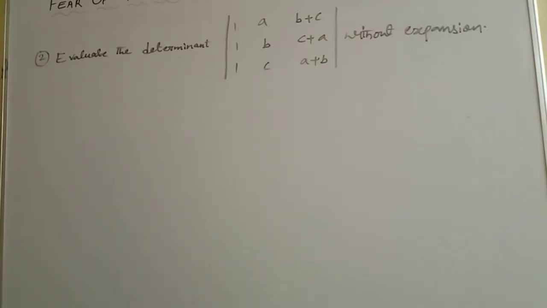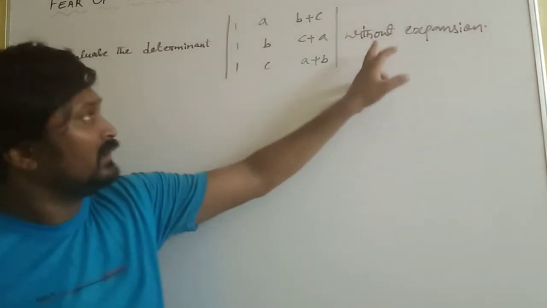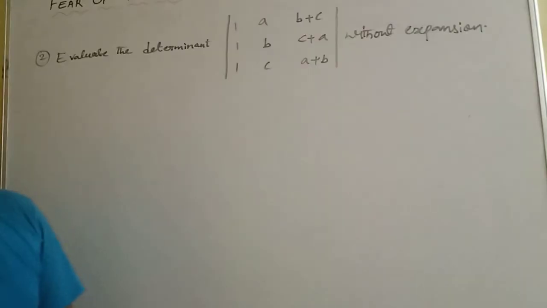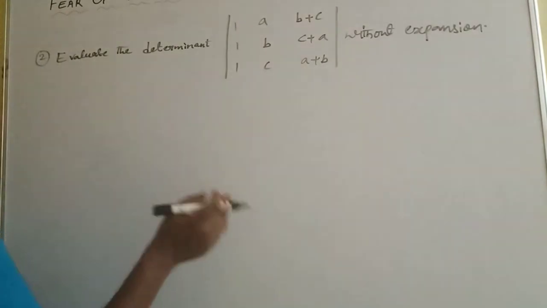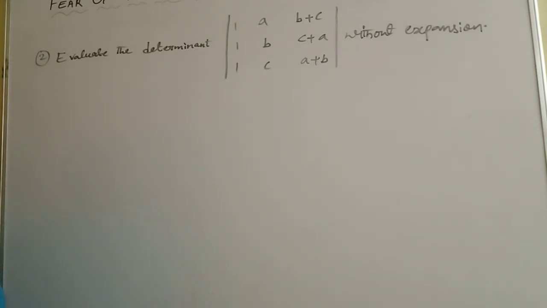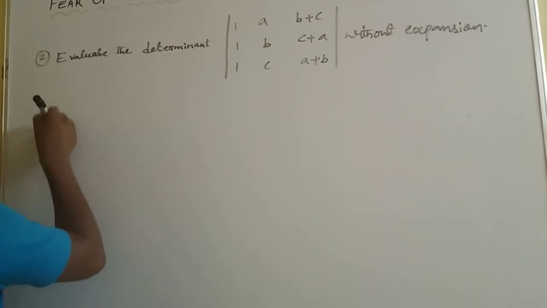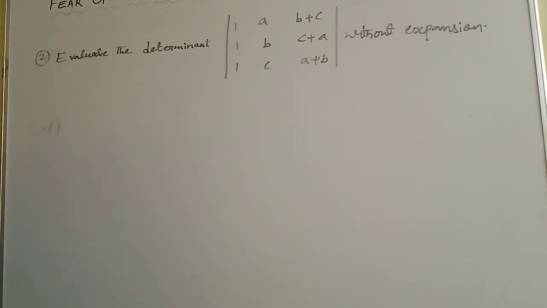Alright, next one we are going to discuss: let the determinant 1, a, b plus c, and so on, be 3 by 3, without expansion. Without expansion means again you have to check whether there are 0 possibilities or not, and whether there is any common factor that we have to take out. Let me solve it so that you can understand how to solve this problem. So this is your solution.